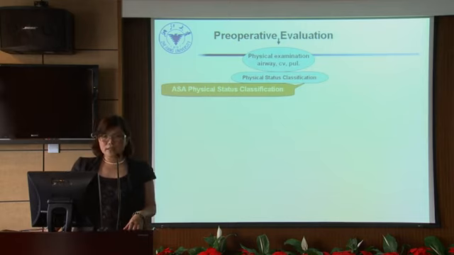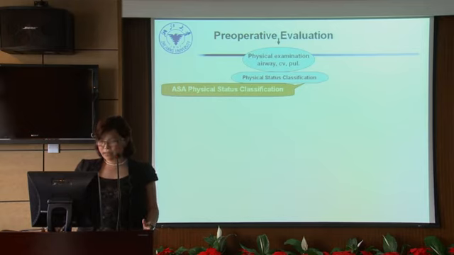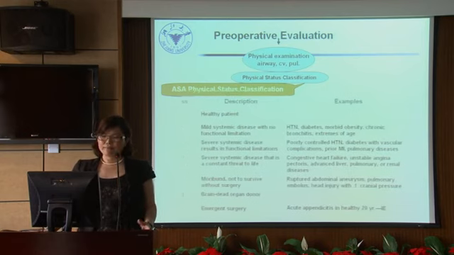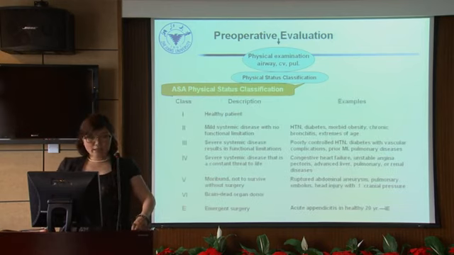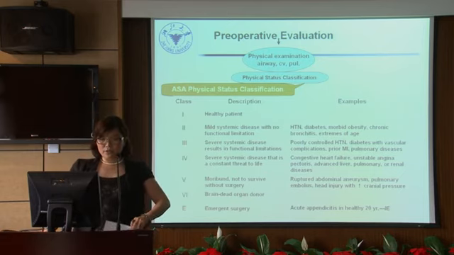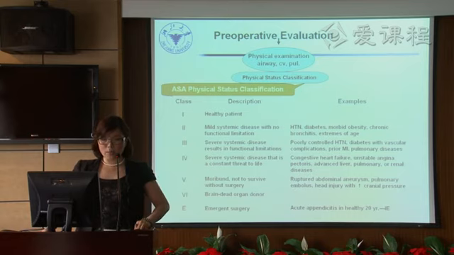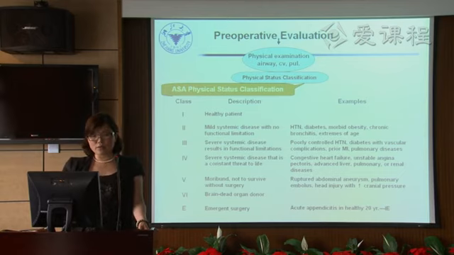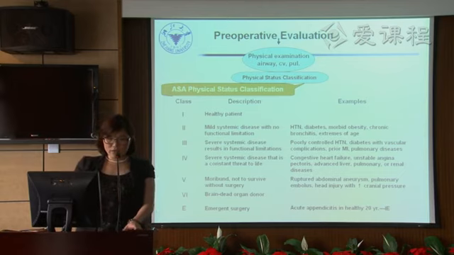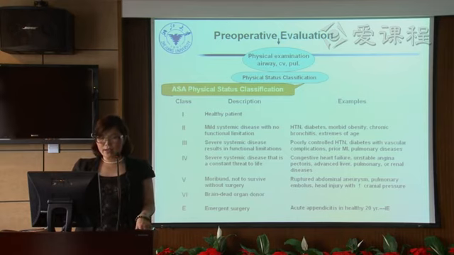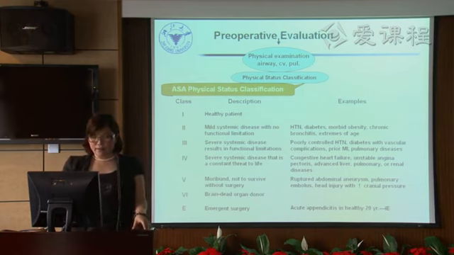After we go through the history and examination and so on, we should give the patient an ASA physical status classification. The ASA classification has six degrees. One is a healthy patient, and the second one is mild systemic disease with no functional limitation, and the third one is severe systemic disease resulting in functional limitations.